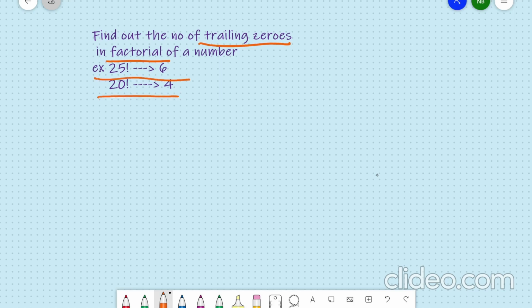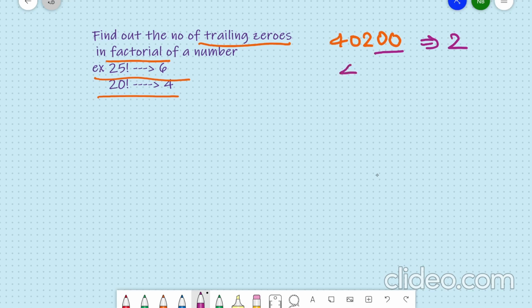To understand this problem, let's take the number 40200. How many trailing zeros does this number have? The number of trailing zeros is the count of zeros at the end, till you get the first non-zero digit. So the answer for this is 2. Now they are asking us for a factorial. Obviously 25 factorial is too big a number to calculate, and if I start calculating it, it will take a lot of time and memory space, right?